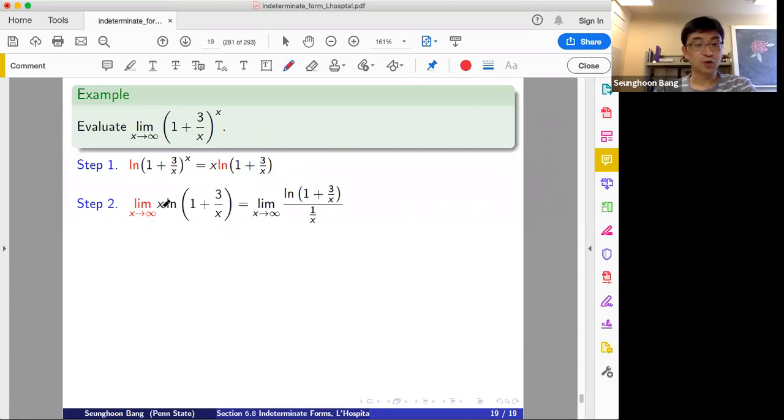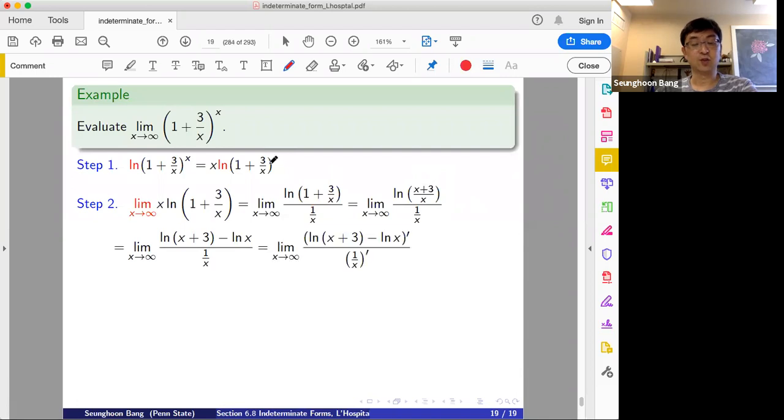The x is going to the denominator and the ln function is going to the numerator, so you can use L'Hopital's rule. Before you take L'Hopital's rule, you can change this one. 1 plus 3 over x is x over x plus 3 over x, which you can change to only one fraction, x plus 3 over x. Next, expand: ln of x plus 3 minus ln of x.